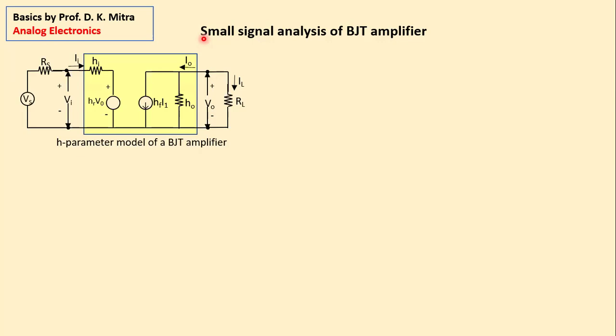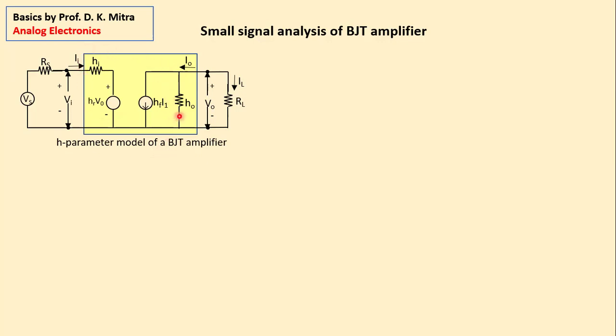Here first is the H parameter model or hybrid parameter model of a BJT amplifier. This model you have learned in your earlier semiconductor device class. I don't know whether at the time maybe it looked a little complicated, but it was very important. So we have to revise this small part once again very quickly.